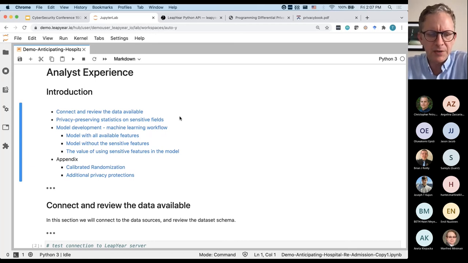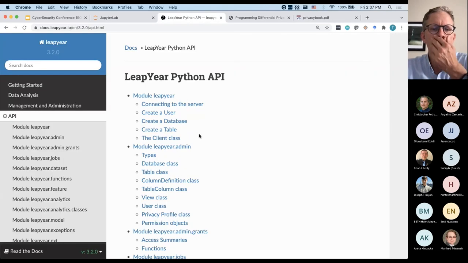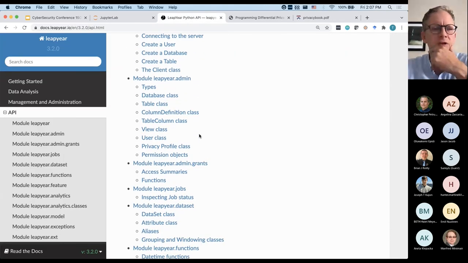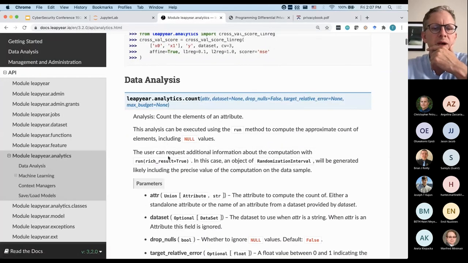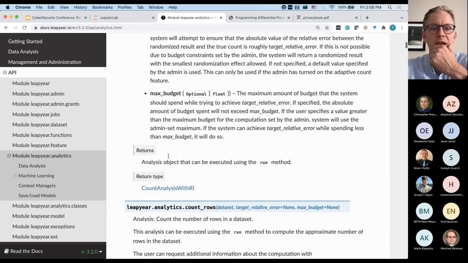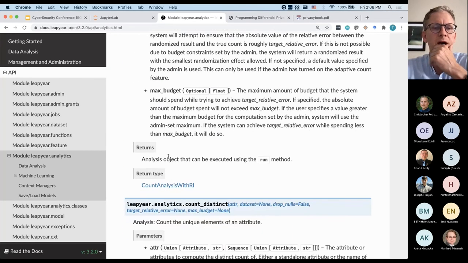The context I want to set here is that the LeapYear platform has a collection of differentially private algorithms. So there are dozens, if not at this point hundreds, of different types of calculations that LeapYear has implemented in a differentially private way, ranging from things as straightforward as count, as we just described, to predictive models. So the objective of the LeapYear platform is to enable end-to-end data science workflows in a way that always protects the privacy and integrity of the underlying data, but enables a data scientist to do their work productively.